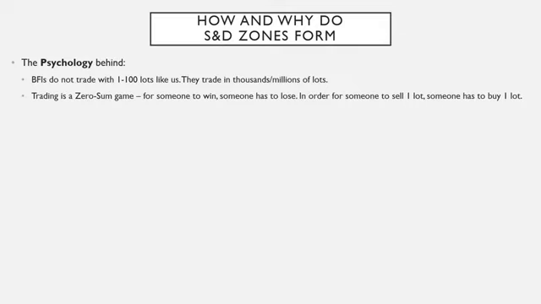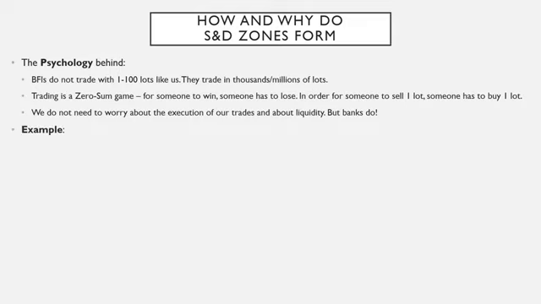But in a zero-sum game, one person is going to win and the other person is going to lose. So in order for someone to sell one lot, someone else has to buy one lot to meet the other side. And usually we do not need to worry about the execution of our trades or about liquidity, because we can always go to our broker and place as many lots as we want. But those BFIs, they do worry about it.